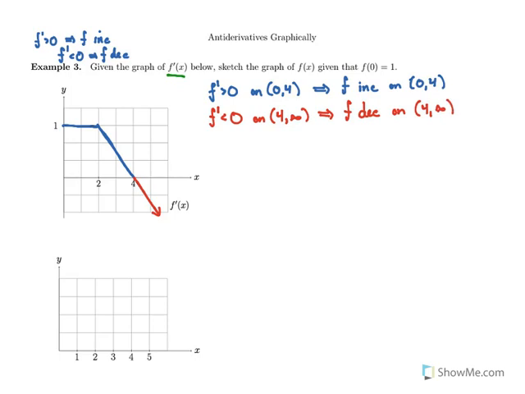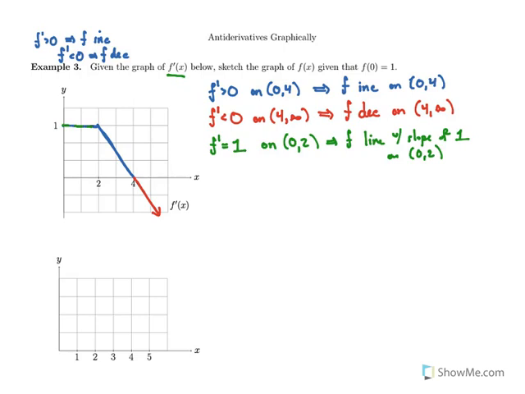And we'll also have one more piece, and that is that we know that f prime is equal to 1 on the interval 0 to 2, on that flat bit. Right? So that means that f is going to be a line with a slope of 1 on the interval 0 to 2.